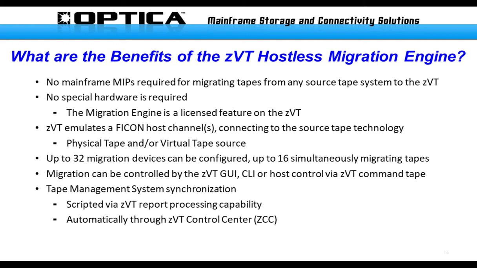Up to 32 migration devices can be configured in the system. Of those 32, 16 can be simultaneously reading tapes from the source tape technology. Virtually an unlimited number of tapes can be in the queue, but up to 16 devices will actually be used, depending on what the requirement is. Up to 16 devices can be reading tapes at once.